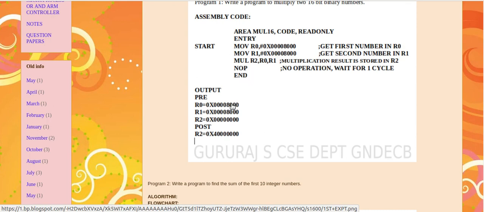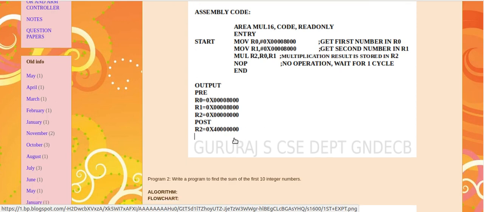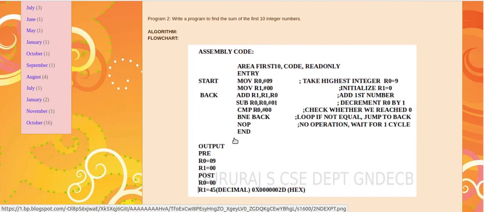You can see the output here. Pre means before execution, you have all the values in these registers, and post is the answer you get after the execution of this program. You can see the execution of the program in my earlier video. Let us move to the second program.